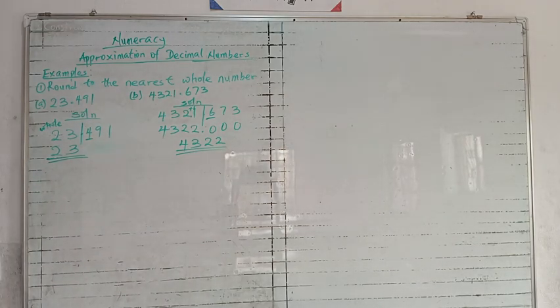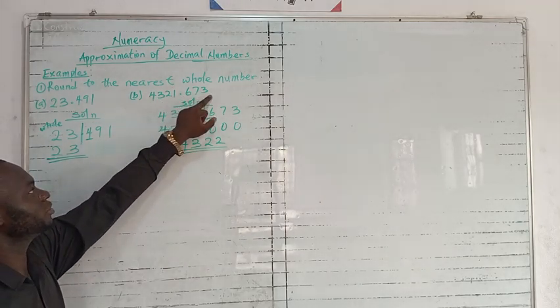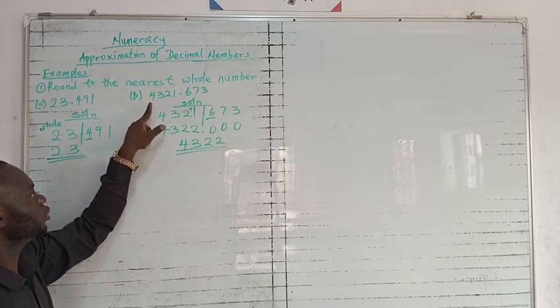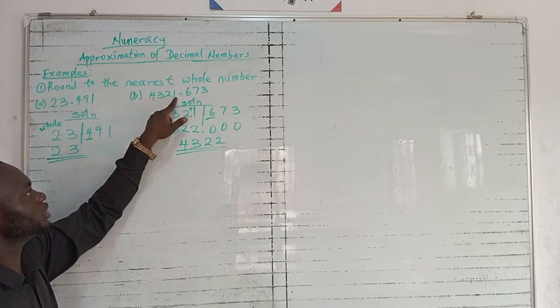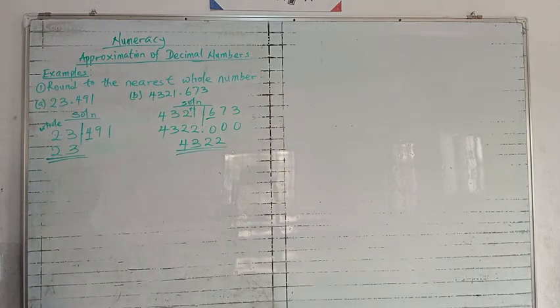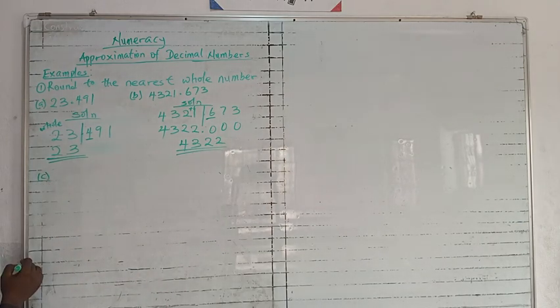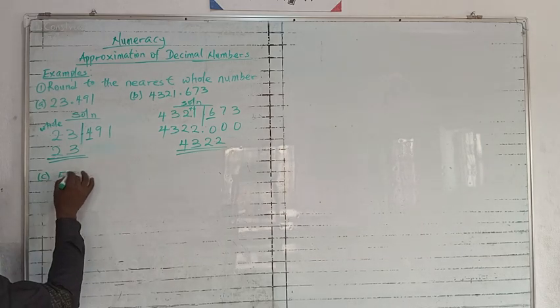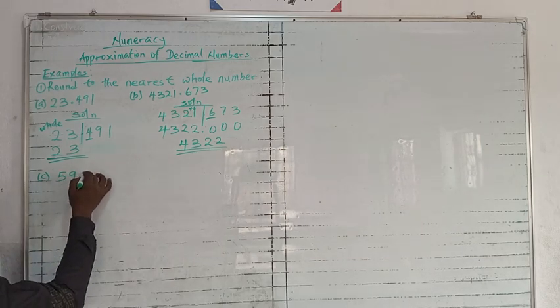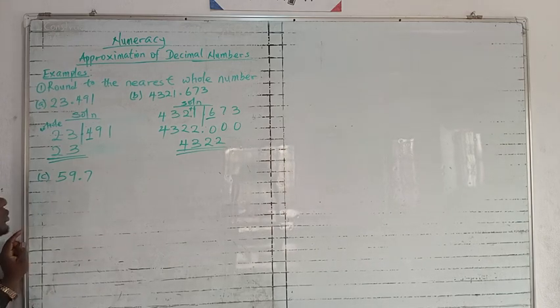Is that okay? So 4,321.673 to the nearest whole number is what? 4,322. Okay, let's solve one more or two more examples. Let's say here I have 59.7. We want to round 59.7 to the nearest whole number.